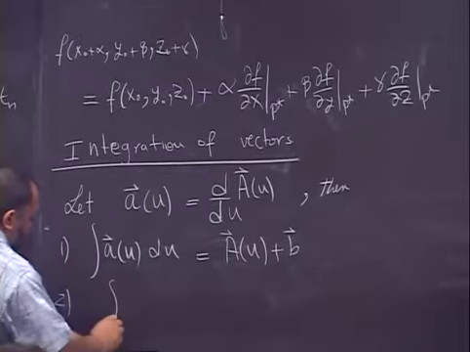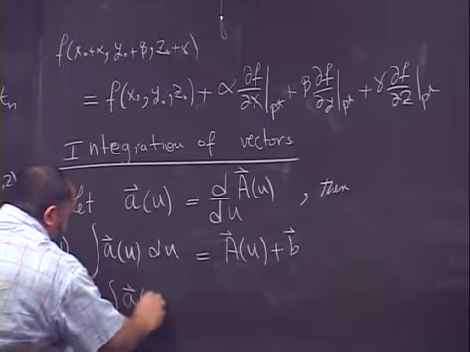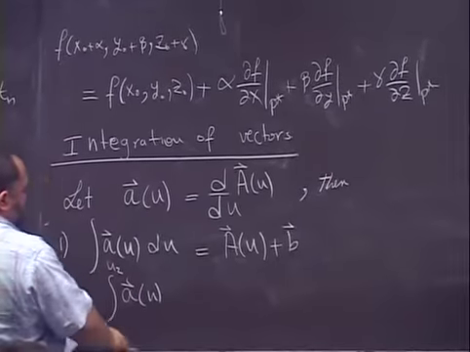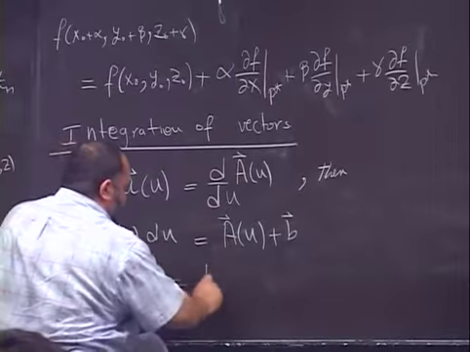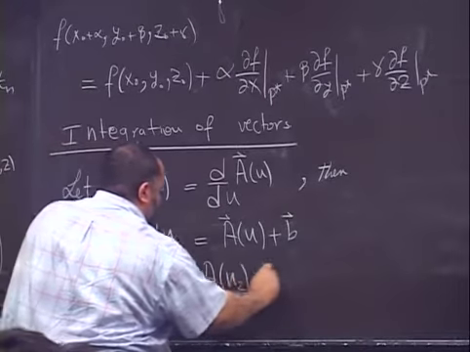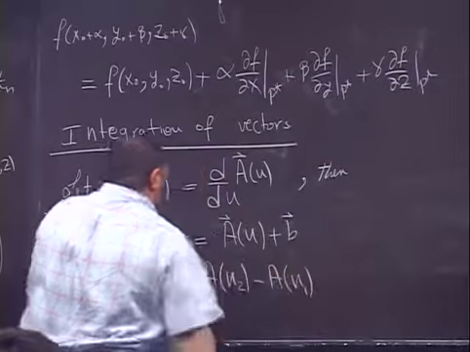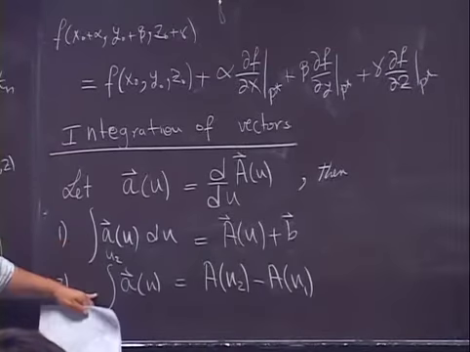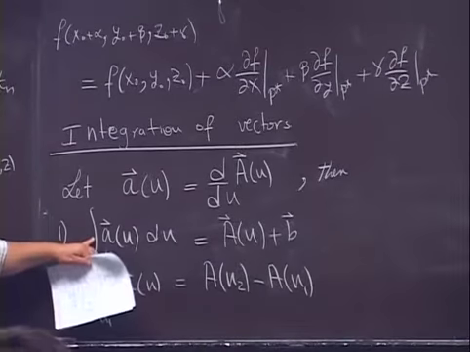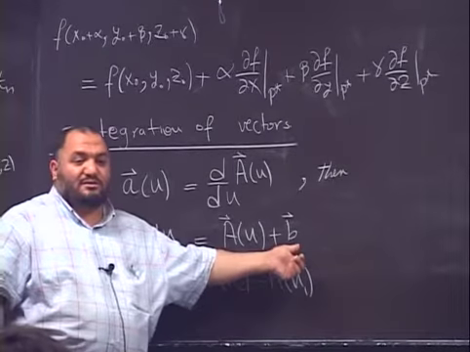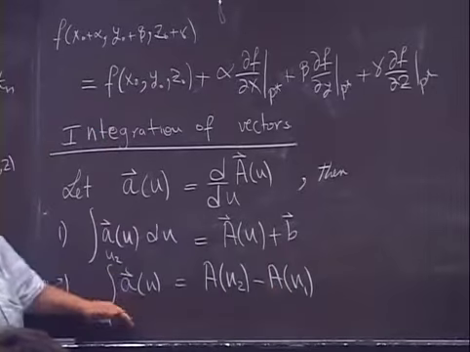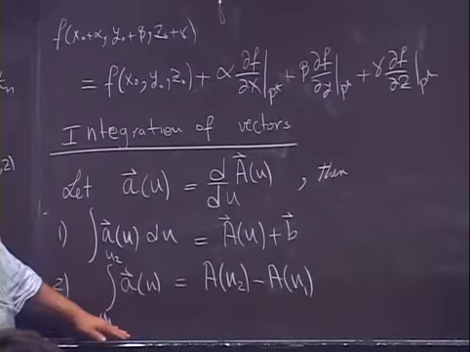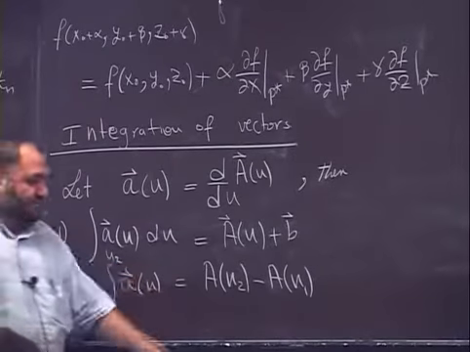The other one is if you integrate the same function, let's say acceleration, from u1 up to a certain value of the independent variable u2, this will just give you A of u2 minus A of u1, because this is a definite integral and this is an indefinite integral. So with the indefinite integral you have to put what? A constant. And with the definite integral, it is the integration at the upper limit minus the integration at the lower limit, and this is what you see here.